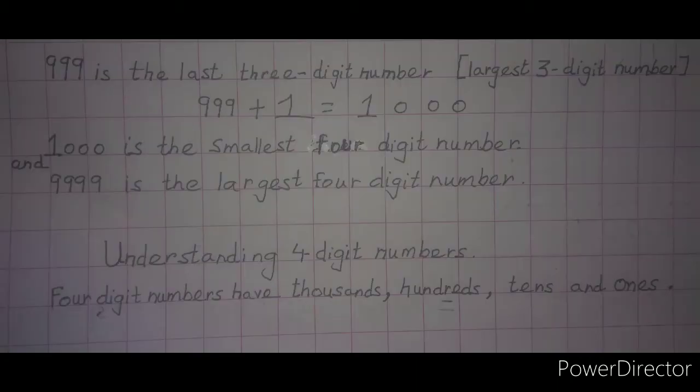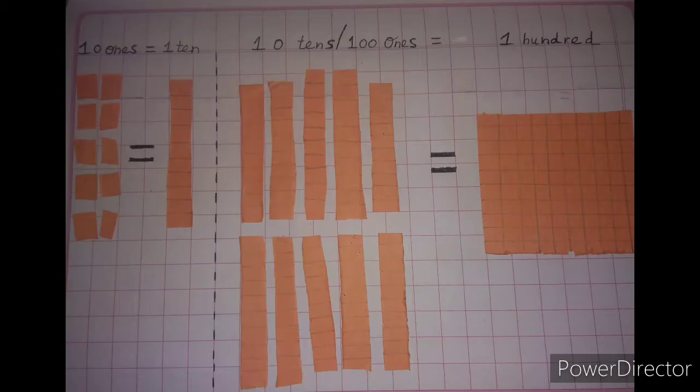Now let us understand about 4-digit numbers. A 4-digit number consists of thousands, hundreds, tens and ones. Let us look at this chart to understand it in a better way. Students, now look at this chart. Here you can see some ones, tens and hundreds blocks.